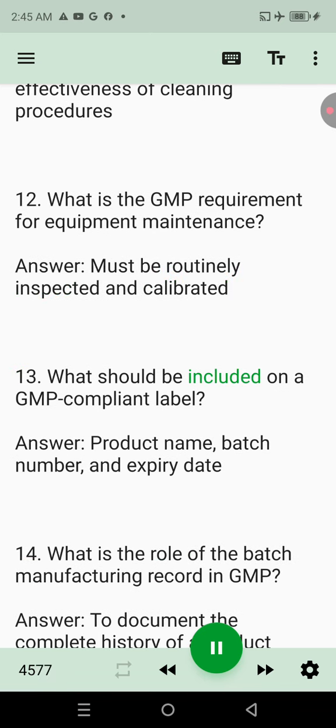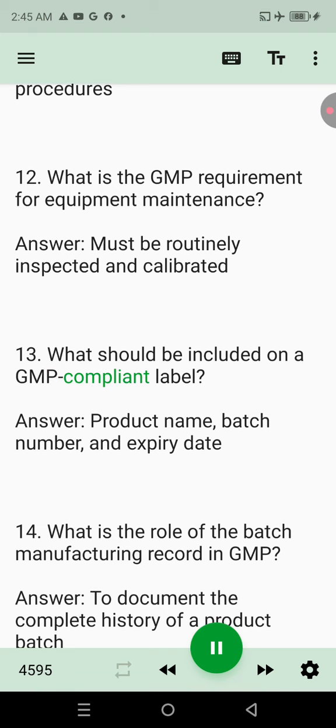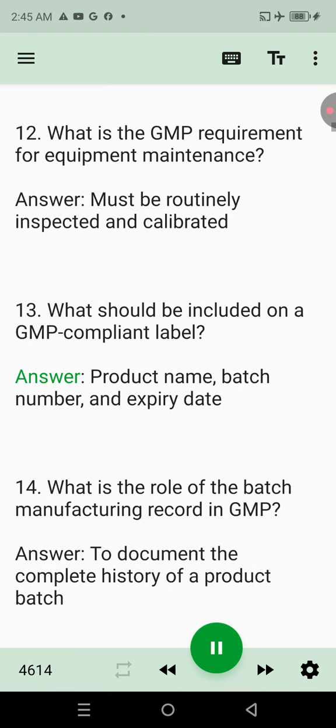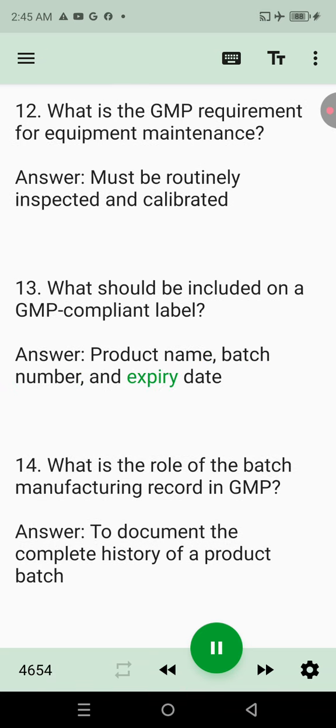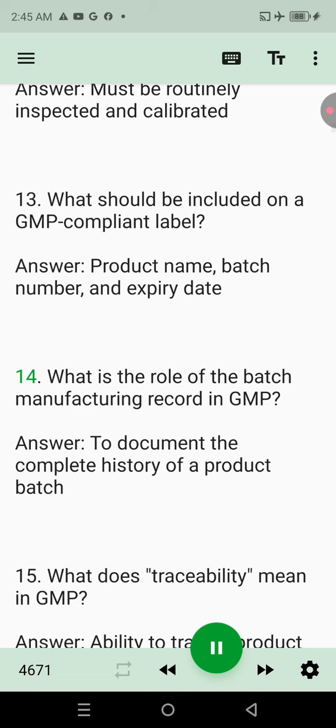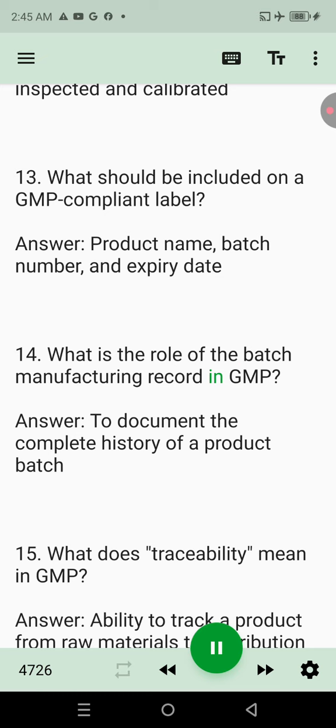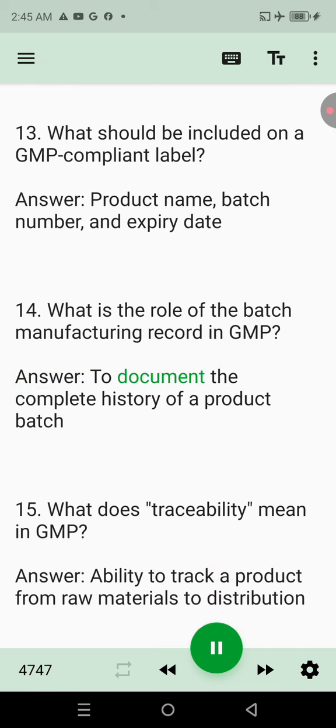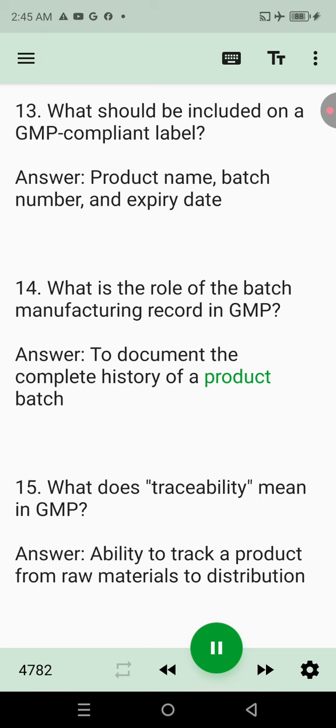13. What should be included on a GMP-compliant label? Answer: Product name, batch number, and expiry date. 14. What is the role of the batch manufacturing record in GMP? Answer: To document the complete history of a product batch.